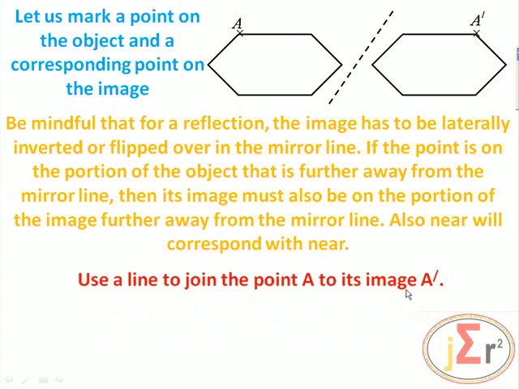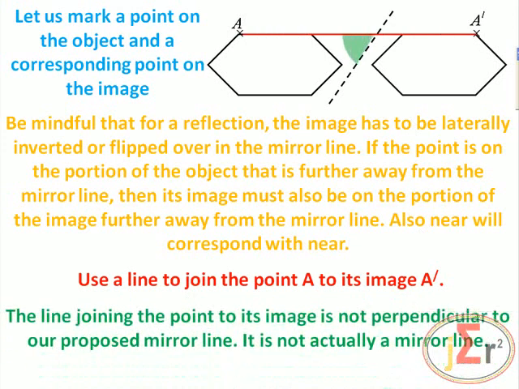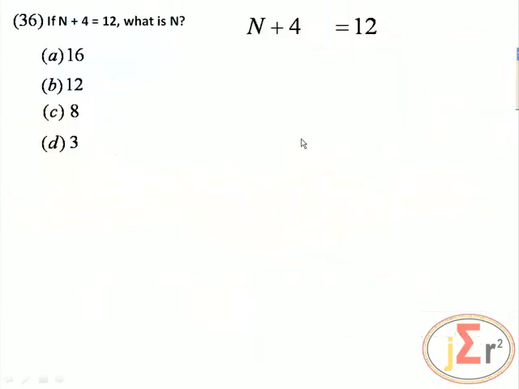Use a line to join the point A to its image A prime. What do we notice? The line joining the point to its image is not perpendicular to our proposed mirror line. It is not actually a mirror line. So that's not perpendicular. So this dotted line is not a mirror line.